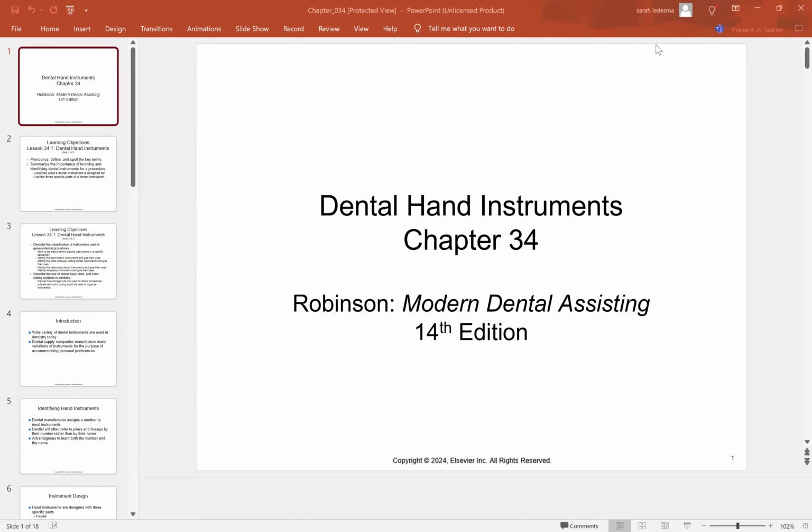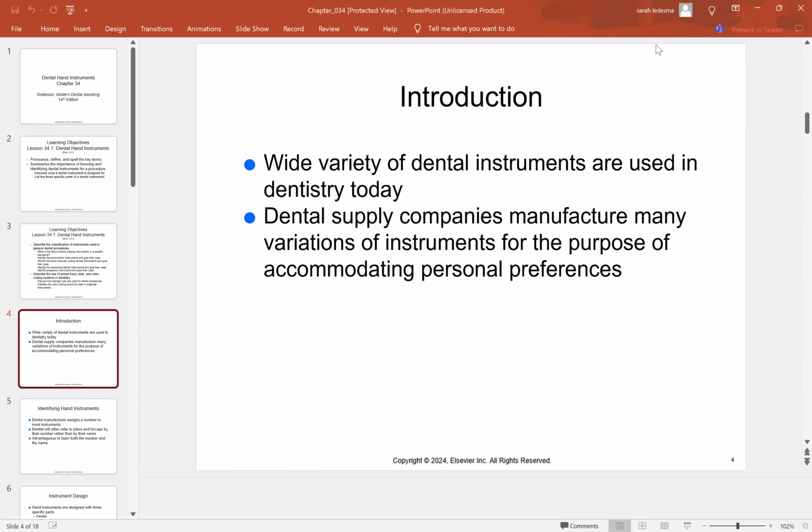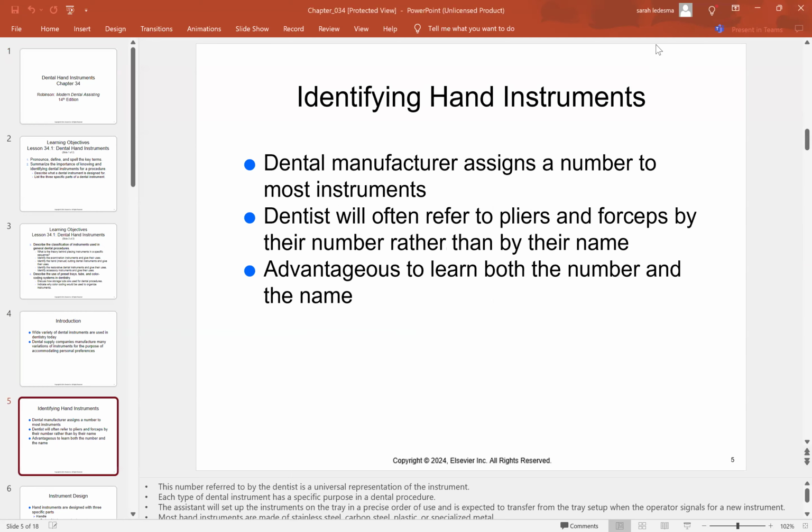Chapter 34, Dental Hand Instruments. There are a wide variety of dental instruments that are used in dentistry today. Dental supply companies manufacture many variations of instruments for the purpose of accommodating personal preferences.